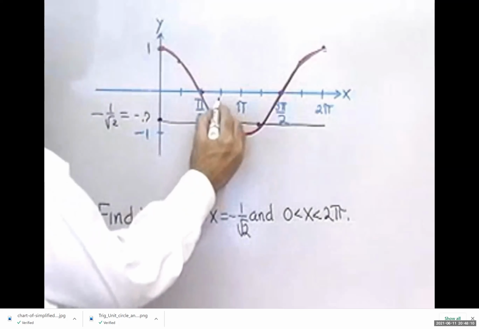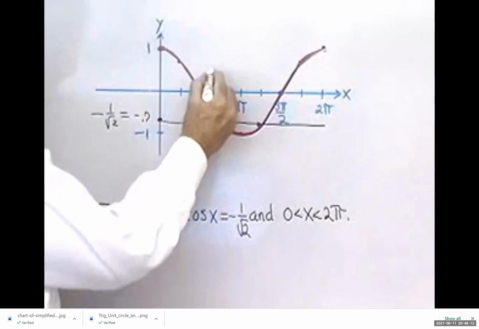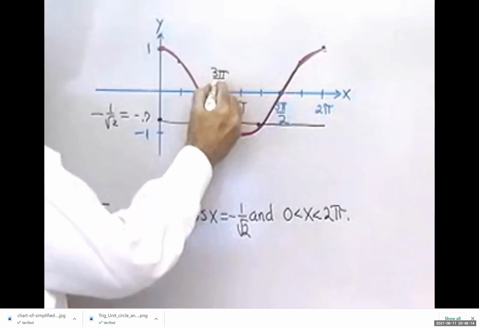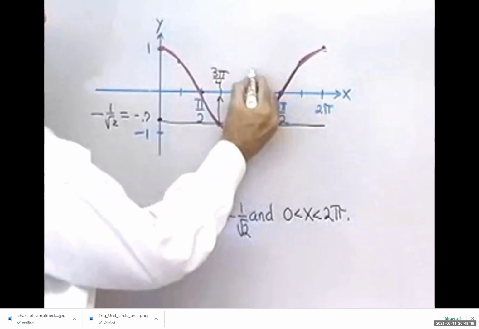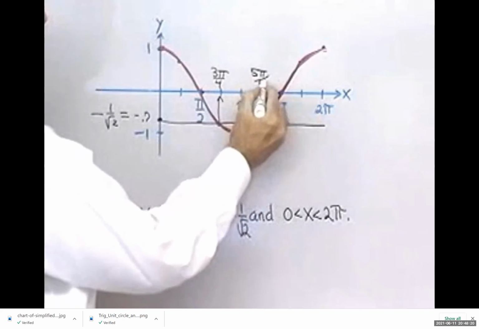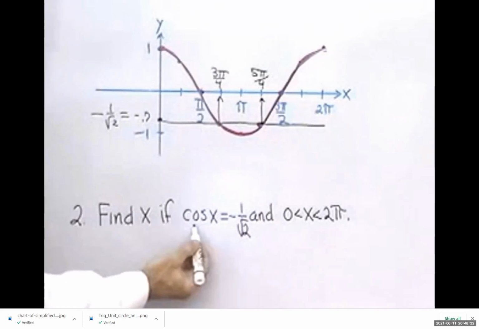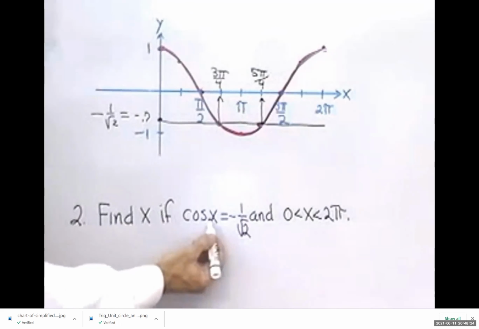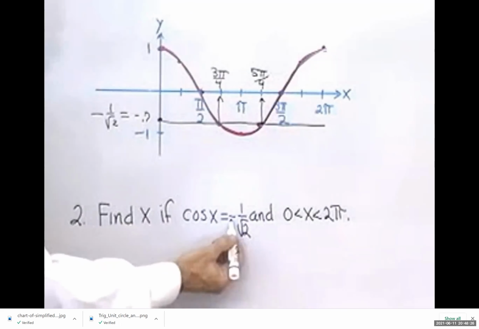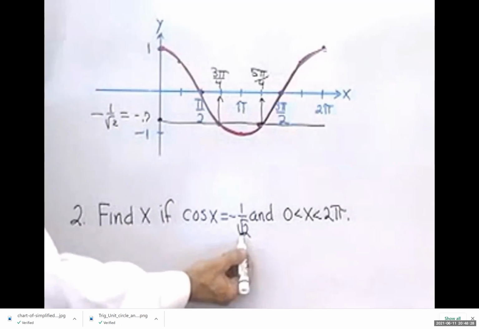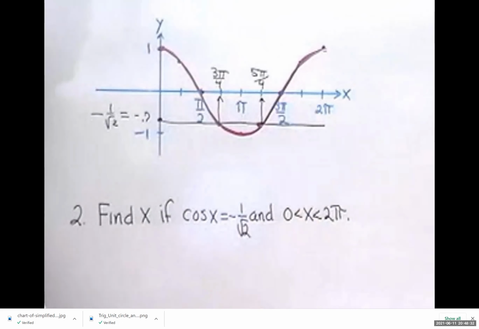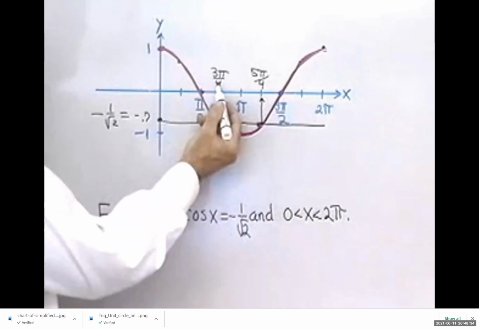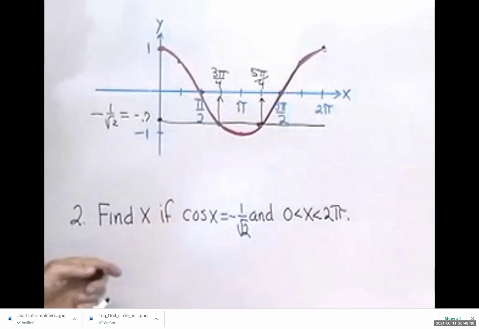It intersects right here, which is x equals 3 pi over 4, and it intersects right here, which is x equals 5 pi over 4. So cosine of 3 pi over 4 and cosine of 5 pi over 4 are both negative 1 over square root 2, and those are the only two values of x between 0 and 2 pi that that's true for. So here's my answer to that question: 3 pi over 4 and 5 pi over 4.